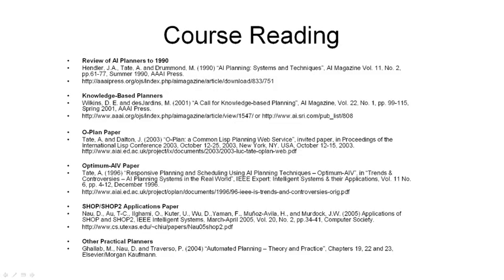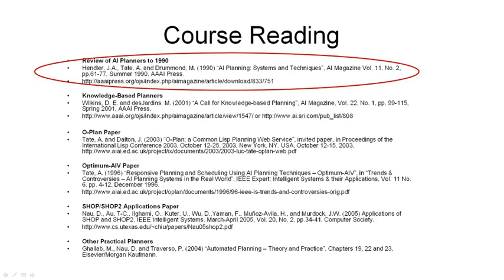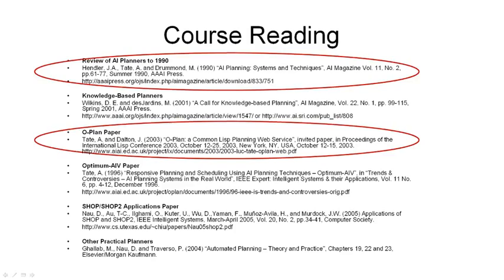Then there are a number of readings, some of them very short, on specific planners and their applications, and we hope you might dip into these during the course. If you've got time to read just a couple, these are the ones which suggest the initial review of AI planners to 1990 and a very short paper on O-Plan, one of the Edinburgh planners, which looks at a wide range of techniques and applications that were in use in that system.